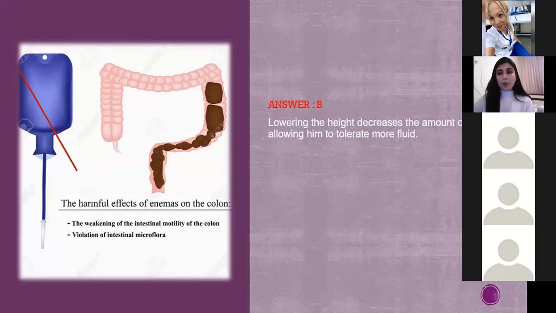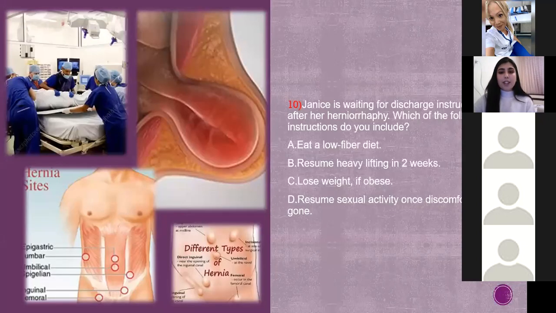The tenth question. Janice is waiting for discharge instructions after her herniorrhaphy. Which of the following instructions do you include? A. Eat a low-fiber diet. B. Resume heavy lifting in 2 weeks. C. Lose weight if obese. D. Resume sexual activity once discomfort is gone.